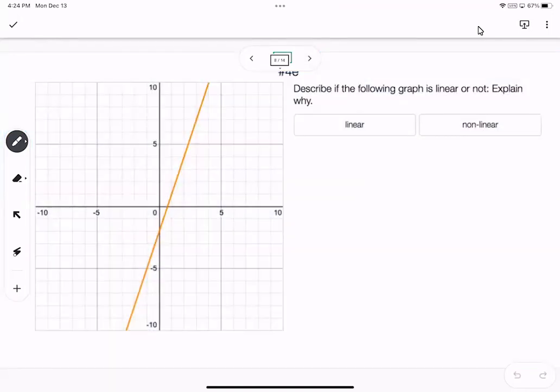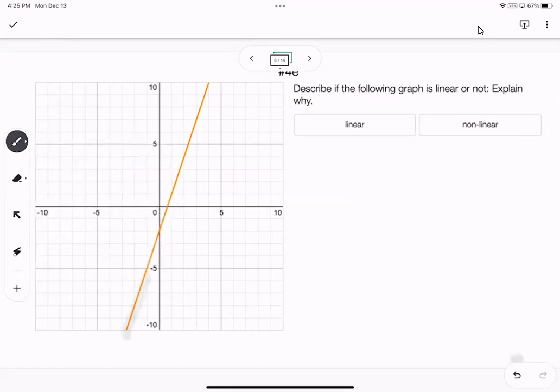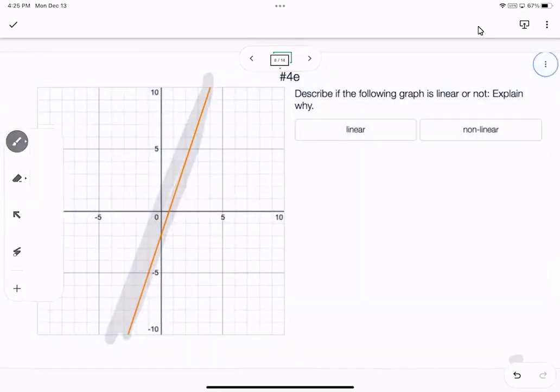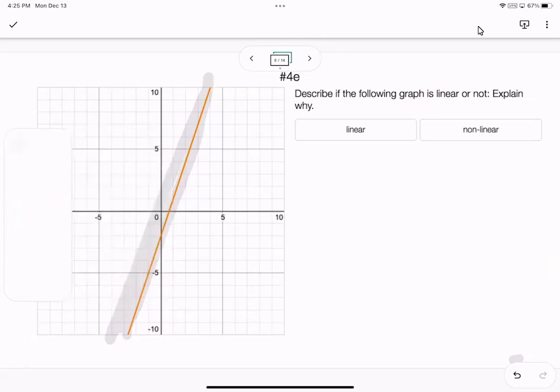Now here we have another graph. What we notice is that it is a straight line. From left to right, the graph is going upward. If it's going upward, number one, it's a straight line.